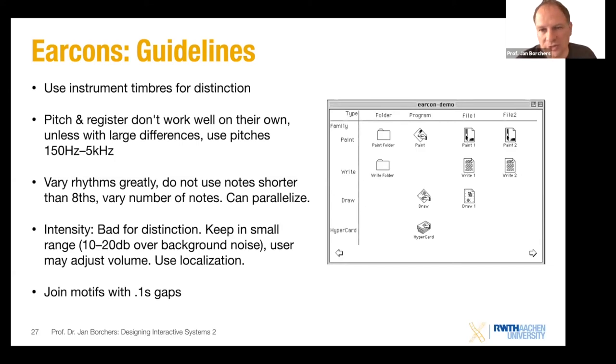Intensity or volume is notoriously bad for distinction, because you might have turned your volume up or down at your computer, so you're thrown off. You can't put this in too high of a dynamic range. Really loud or really soft noises will not be a good idea for the computer from a usability point of view. So the recommendation here is to just stay 10 to 20 decibels over the background noise.